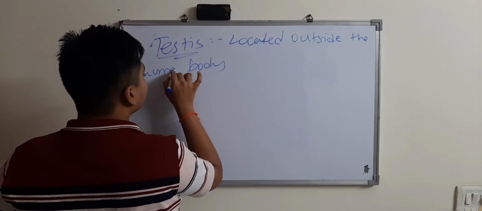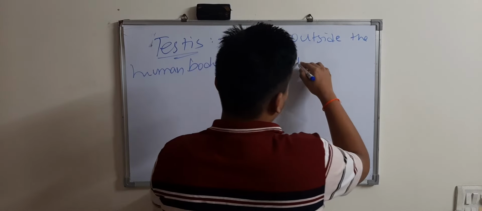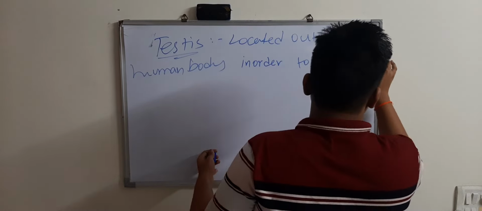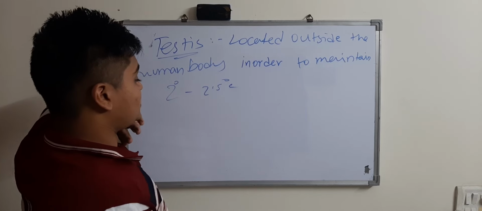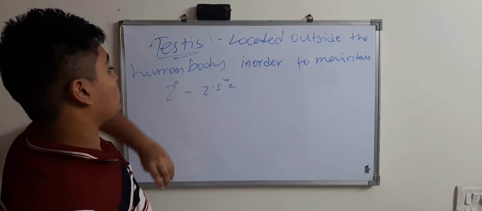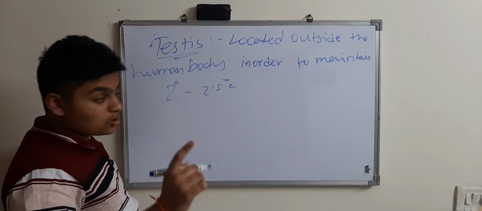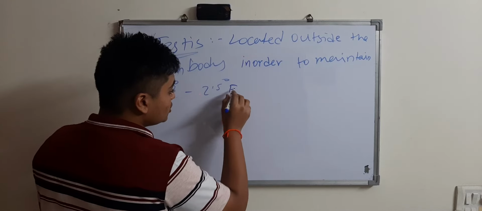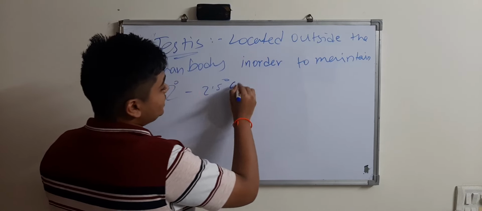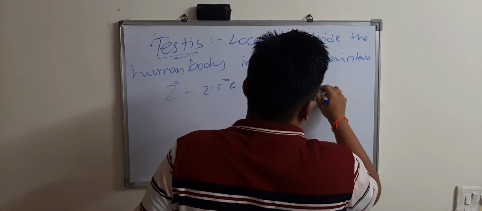In the human body, in order to maintain 2 to 2.5 degrees Celsius, not Fahrenheit, here they can confuse you. I have seen a previous year question with statement 1 and statement 2. In statement 1 they have given that it is located outside in a sac-like structure called the scrotum. In statement 2 they have given that in order to maintain a temperature 2 to 2.5 Fahrenheit, which is wrong. Not Fahrenheit, rather it is degrees Celsius less than the normal body temperature.